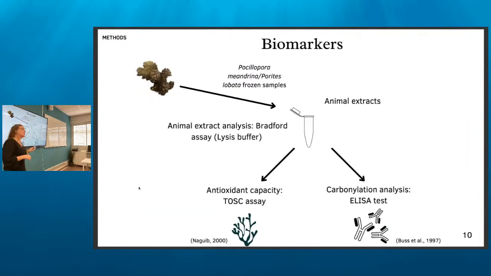For the biomarkers, it's important to note that for my specific study, we did not include the ubiquitination. If you have questions, I'd be happy to answer them. But we did include the total oxyradical scavenging capacity and an ELISA test to determine the amount of carbonylation present. The TOSC was developed from a methodology from Naguib in 2000, and the ELISA was developed from Buss and colleagues in 1997.